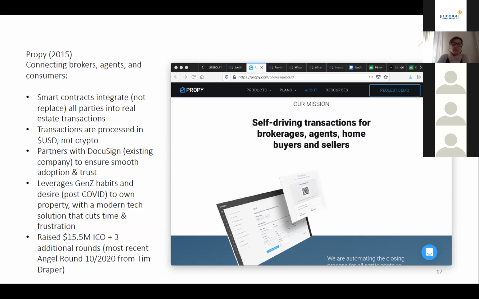So Proppy raised $15.5 million in their ICO. And they've had 3 additional rounds of funding, but they haven't disclosed who they were from or how much they were. The most recent one, I think it was last week, actually, they just closed it, from Tim Draper. Tim Draper is probably one of the world's most well-known venture capitalists. He has like 6 or 7 different venture capital funds.